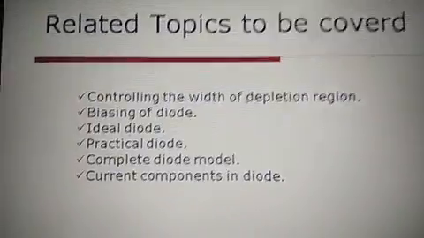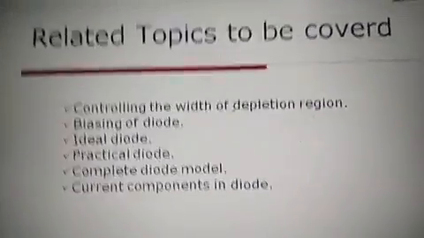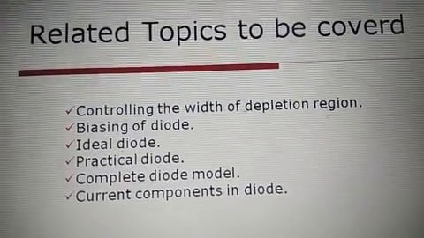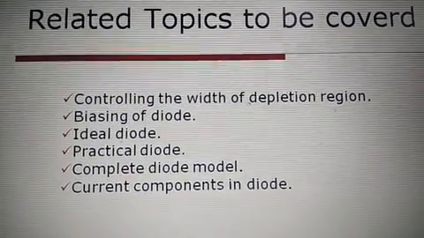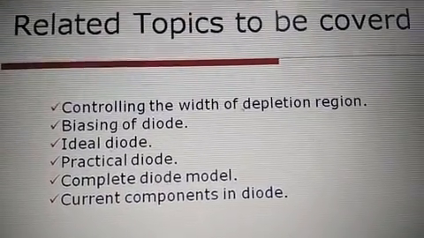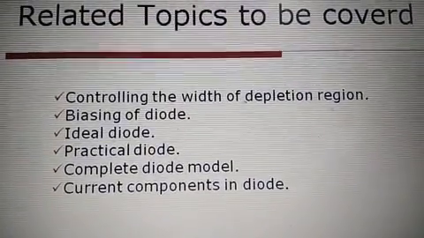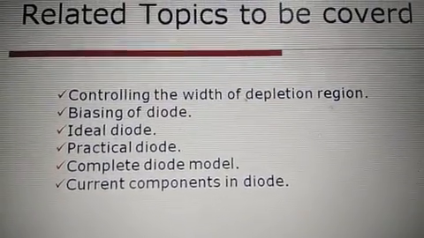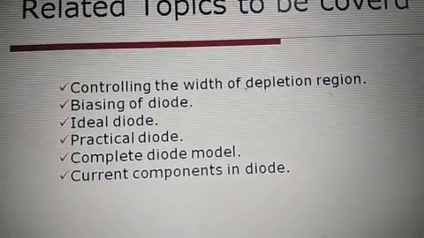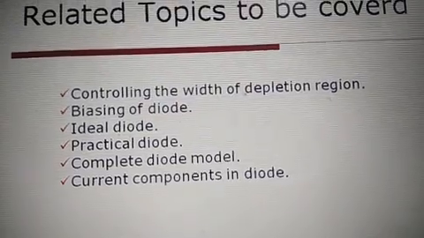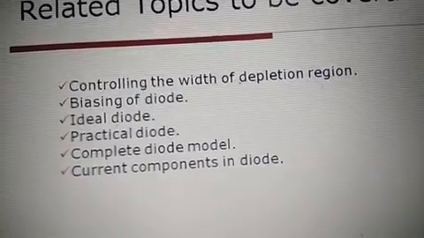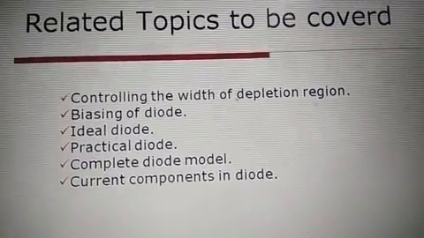The topics which we will cover again: controlling the width of the depletion region, which we have already seen, and how the depletion region is formed. 0.5 to 1 micron will be the width of the depletion region. How we can control this width, because the flow of current is dependent upon this width. The minimum the width of the depletion region, the maximum the flow of current, and the maximum the depletion region width, the current will stop to flow.